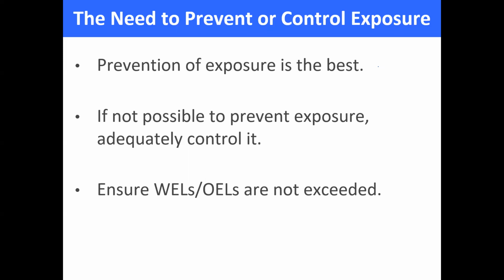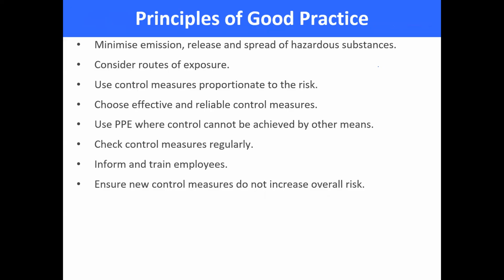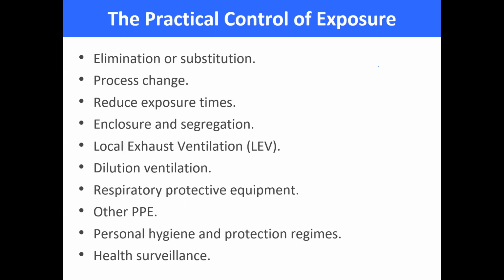Now, this is important. What are the control measures? The control measures, number one, prevention of exposure is the best. So eliminate the substance, prevent exposure. If not possible to prevent exposure, you need to adequately control it, ensure the workplace exposure limits and occupational exposure limits are not exceeded. Then also you need to make sure to minimize the emission, consider the routes of exposure, make sure the controls are appropriate to the risk, choose effective and reliable control measures to deal with this issue, use PPE, check the control measures regularly, inform, train, and make sure that the new control measures do not increase the overall risk.